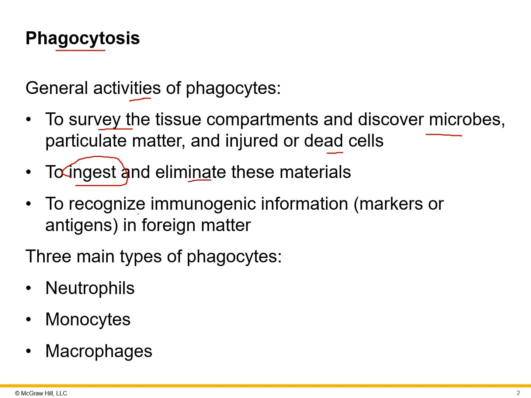So it recognizes something that doesn't belong, so some type of foreign matter on it. And then those phagocytes, again, ingest it and get rid of that material. And there are three main phagocytes in our body: neutrophils, monocytes, and macrophages. Again, not all cells go through phagocytosis. These are the three main ones that can.